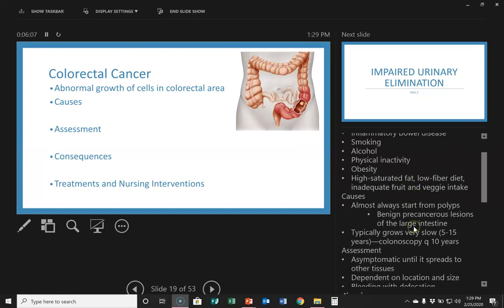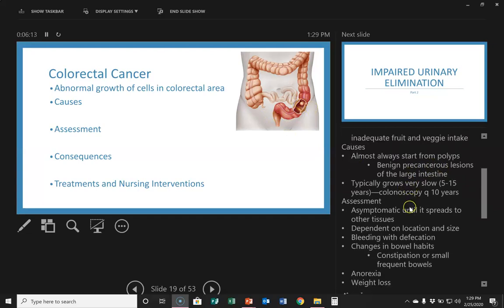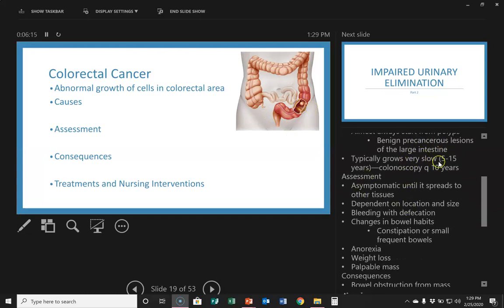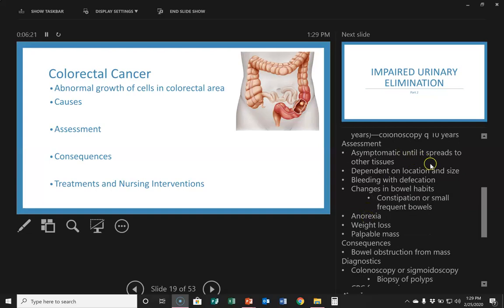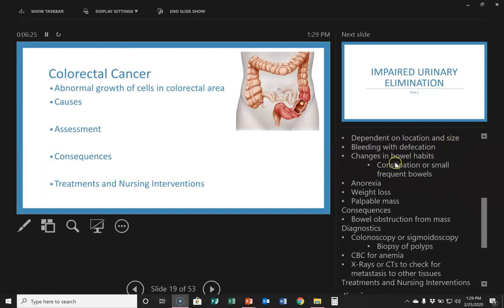Causes: almost always caused by a polyp, which is a benign precancerous lesion that grows in the large intestine. There you can see a little picture of it. These typically grow very, very slowly. We're talking 5 to 15 years. That's why we do a colonoscopy screening every 10 years. They are asymptomatic until they spread to other tissues, depending on size and location, how much discomfort can be felt.